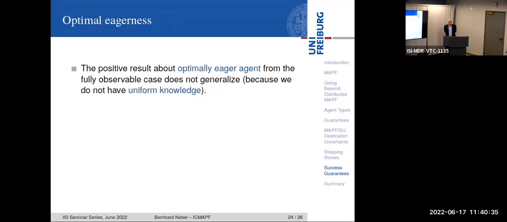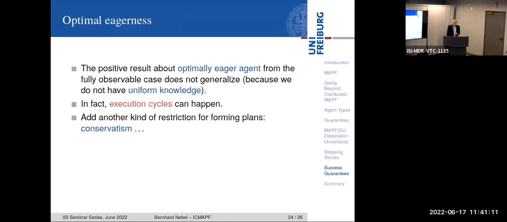Okay, so now the question is, can we apply the same thing as we did before with a fully observable case? If we have optimally eager agents, will they be successful? Turns out, unfortunately not. So we found a counterexample. And the reason for that is you don't have uniform knowledge. They can have different forms of knowledge, and then they don't have the same idea about what is optimal. And in fact, execution cycles can happen then.